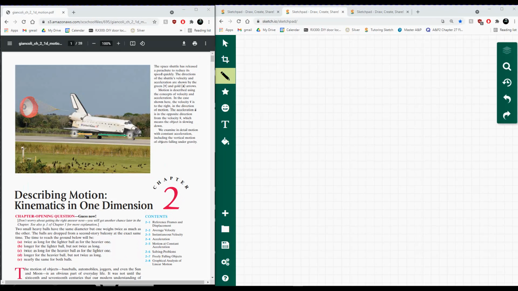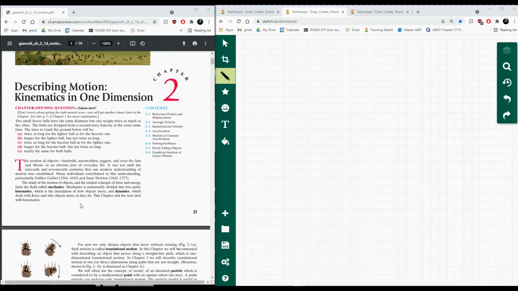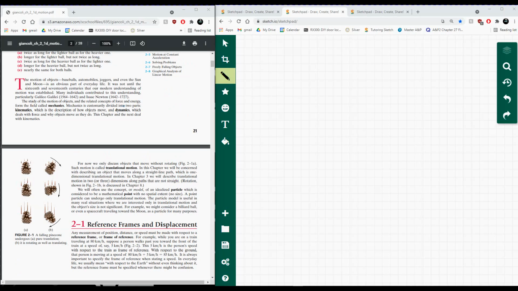The first section in Chapter 2 is reference frames and displacement. In this section, we will define a lot of terms that will help us understand the concept of kinematics. Kinematics is defined as understanding motion, unlike dynamics, which describes how massive objects move. In order to fully comprehend motion in kinematics, we're presented a coordinate axis system.